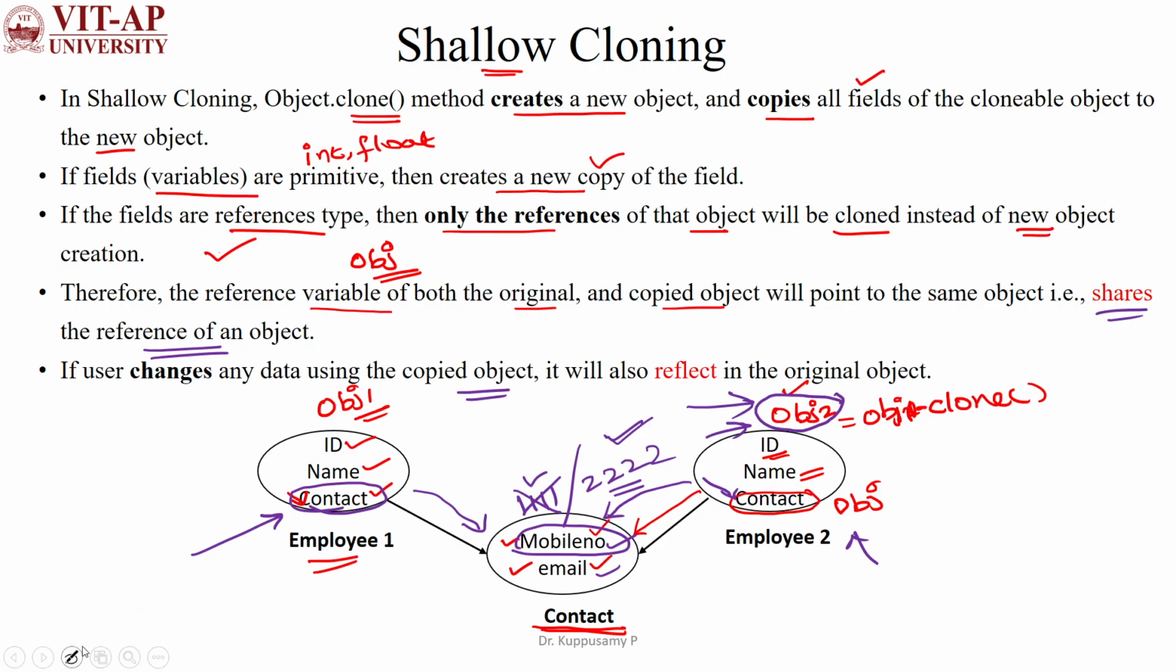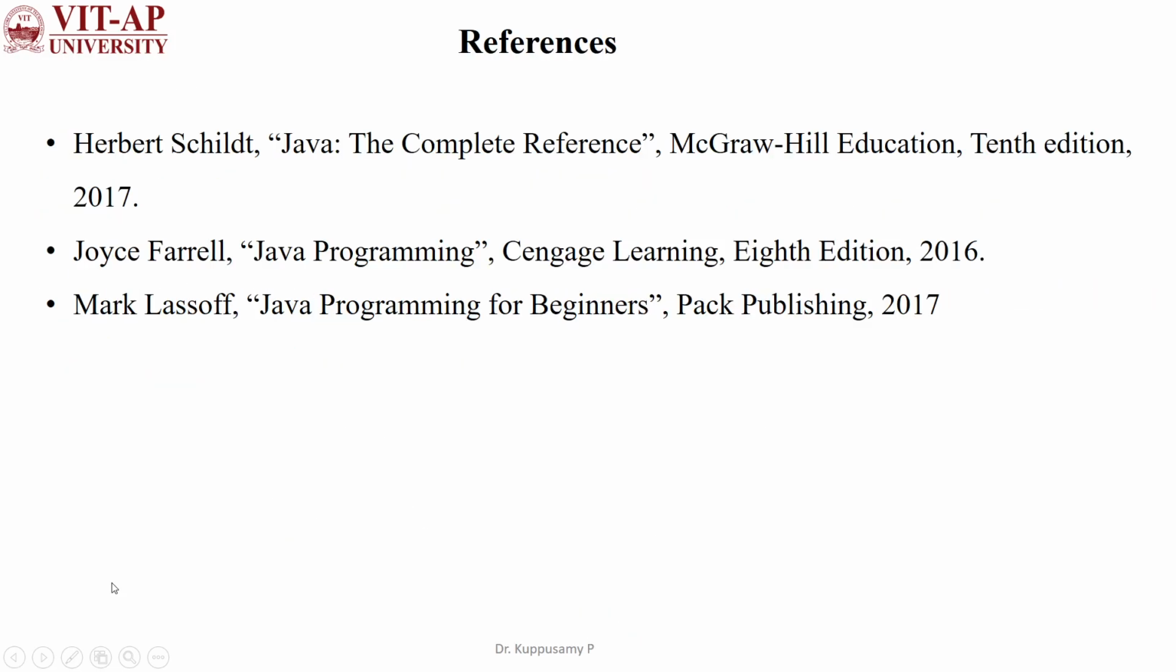So from this you observe that the changes applied over the data using the copied object obj2 will be reflected in the original object obj1. This is the main intention of shallow cloning. Now we will create the program using the problem statement given here.